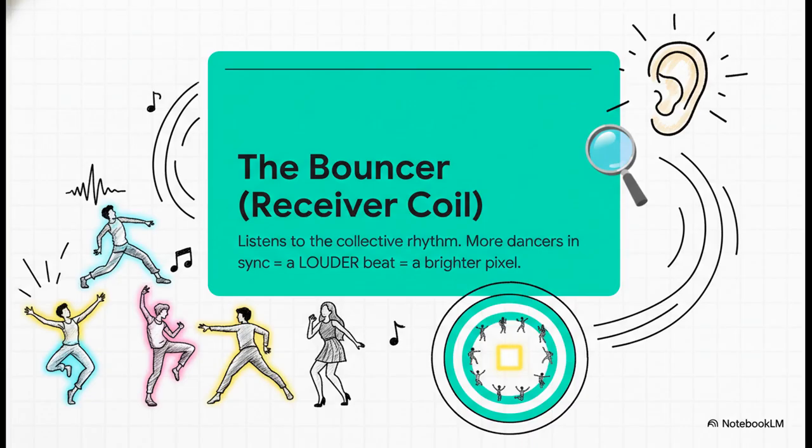Meet the bouncer. In the real world, the bouncer is the MRI's receiver coil, and his job is actually pretty simple. He's not watching any individual dancers. He doesn't care who's doing what. He's just standing there with his arms crossed, listening. And what's he listening for? The loudness of the collective rhythm. See, when that echo hits and all the dancers are perfectly in sync, they create one super loud, clear beat. And the more dancers that are in sync, the louder that beat is going to be.